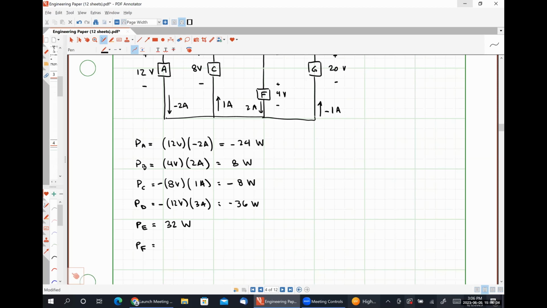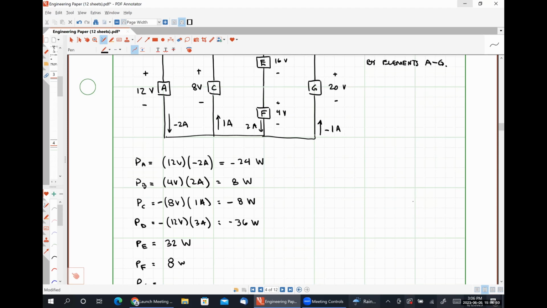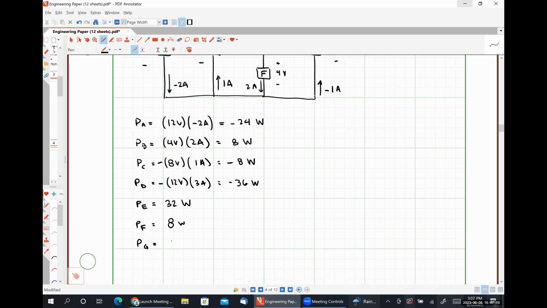What about element F? That one would be 8 watts. Positive 8 watts, absolutely right. And finally, power absorbed by element G. Negative 20 watts. I disagree. Oh, because there's that negative on the 1. So then it's positive 20. Yeah, because flowing into the negative polarity terminal, we're going to have negative times 20 times a negative 1, which comes out to be positive 20.